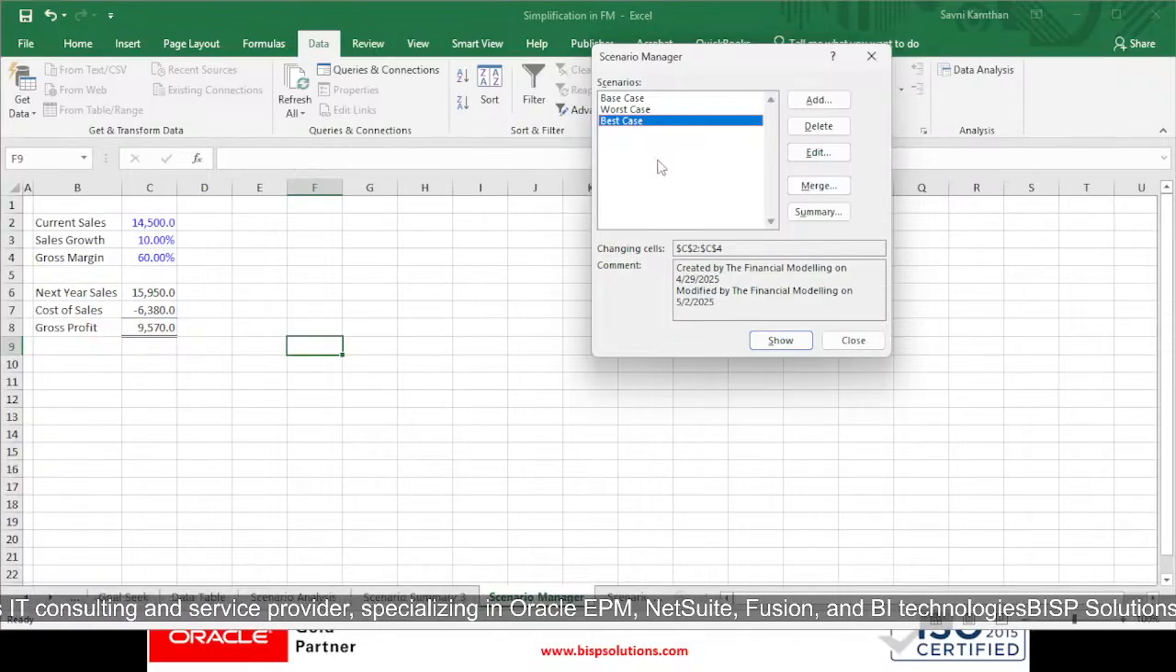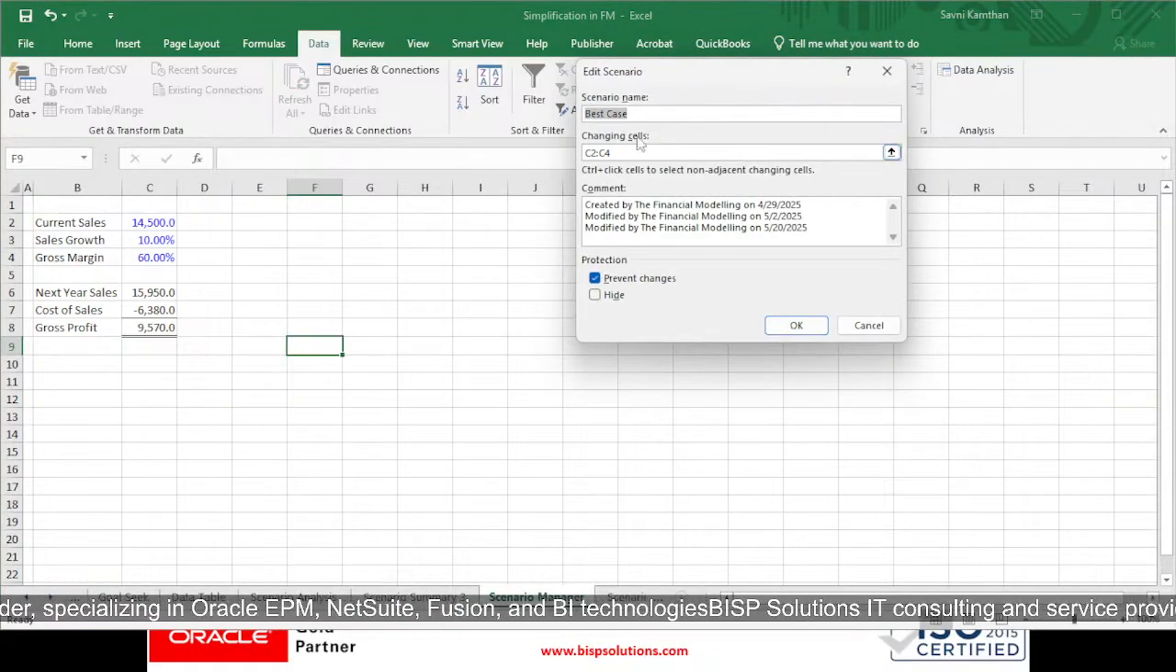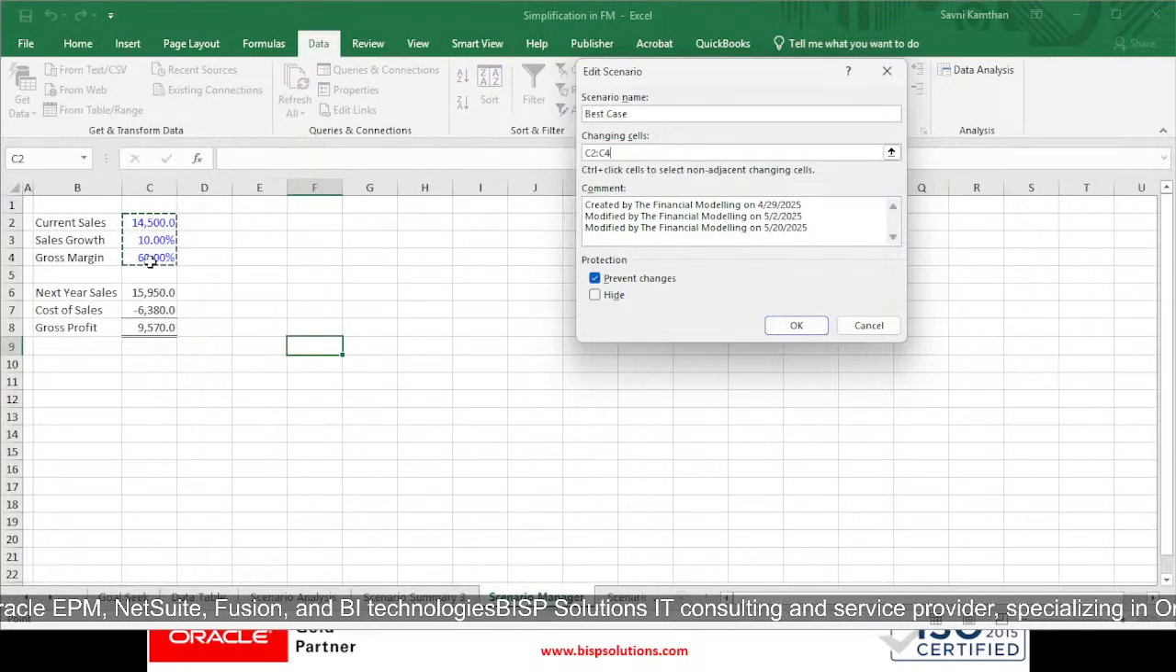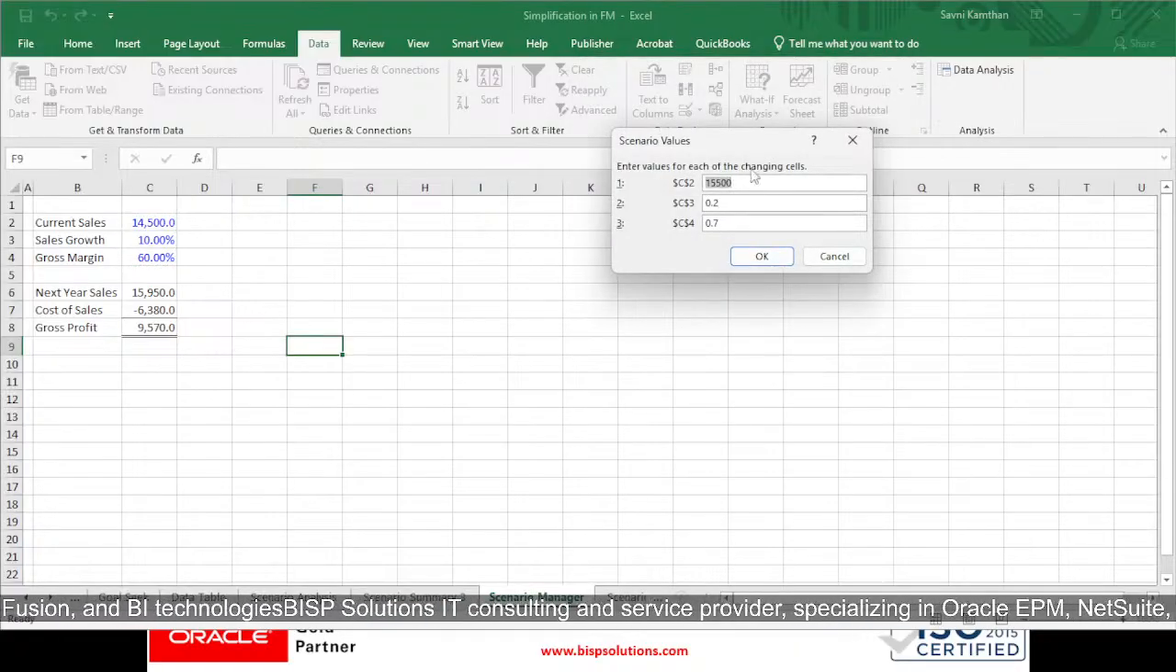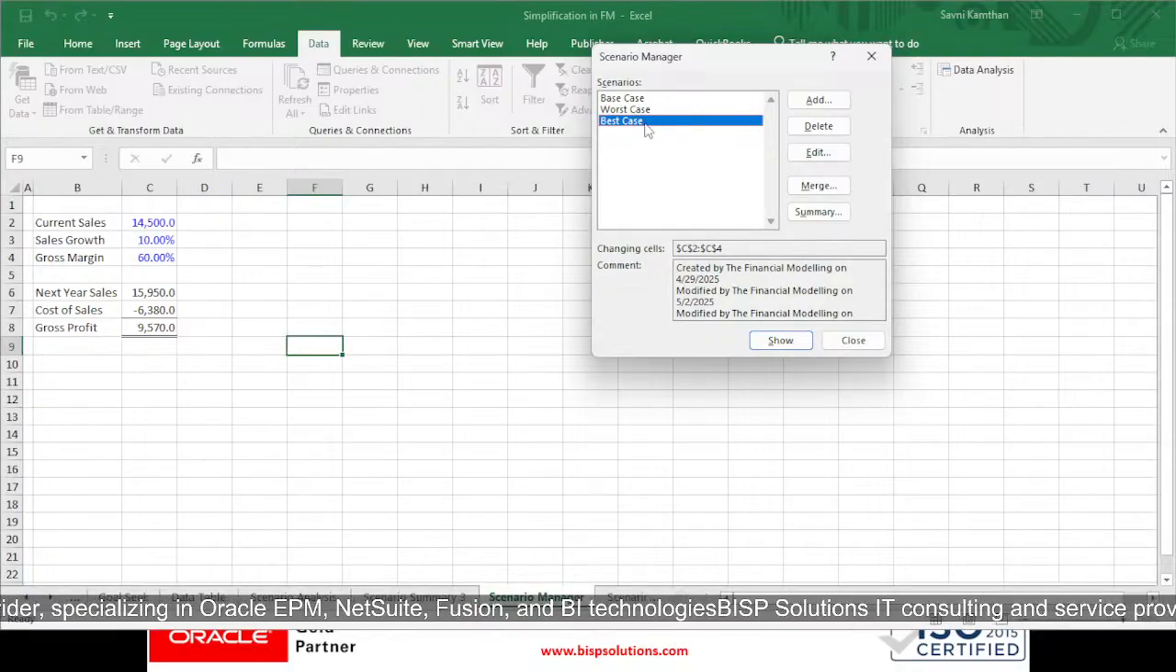Now I have taken three types of scenarios: base case, worst case and best case. If I want to edit one, say best case, I select these three cells. If I click on OK, it will show me what values I want for my best case. So I want to increase my sales to 15,500, my sales growth is 20% and gross margin is 70%. When I click on OK, it will be covered in best case.